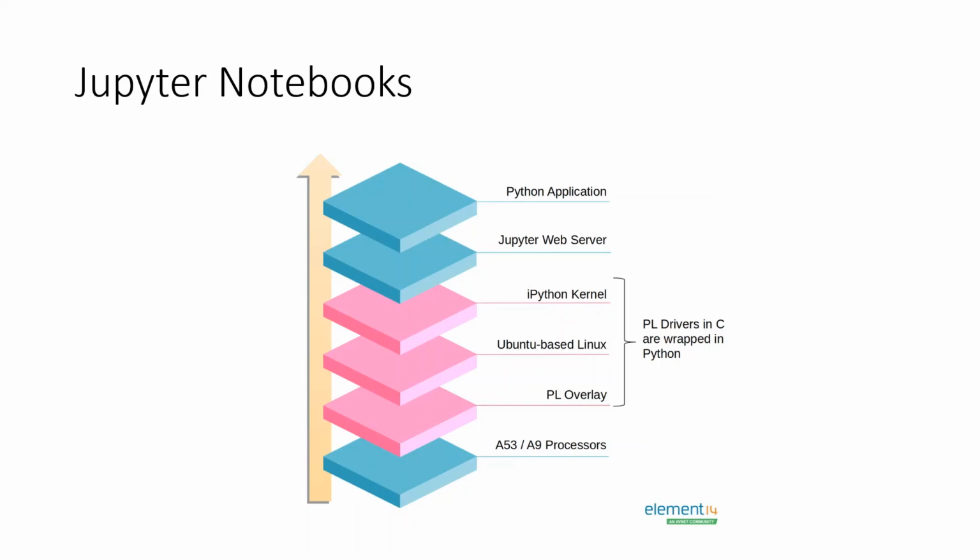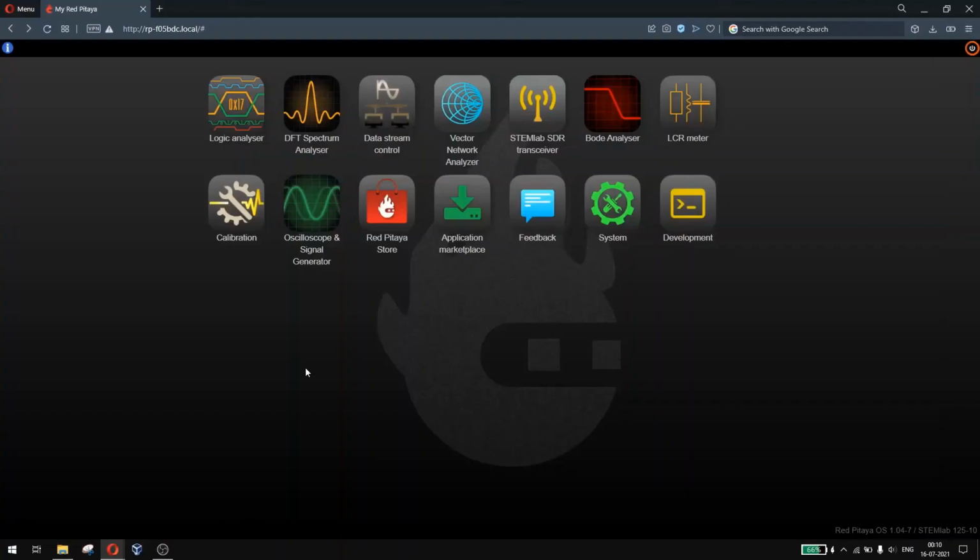Over that we have the Python kernel and an Ubuntu-based Linux, that is PetaLinux. So we have all these things above the processor. On top of the Linux kernel we are running the Jupyter web server, and once it is running, we can access it through any web browser. The device should be connected to the same network as the web server, and then on top of that we can program any Python application. This is one of the most interesting features of the Red Pitaya. So let's move ahead and see how we can do this in the Red Pitaya.